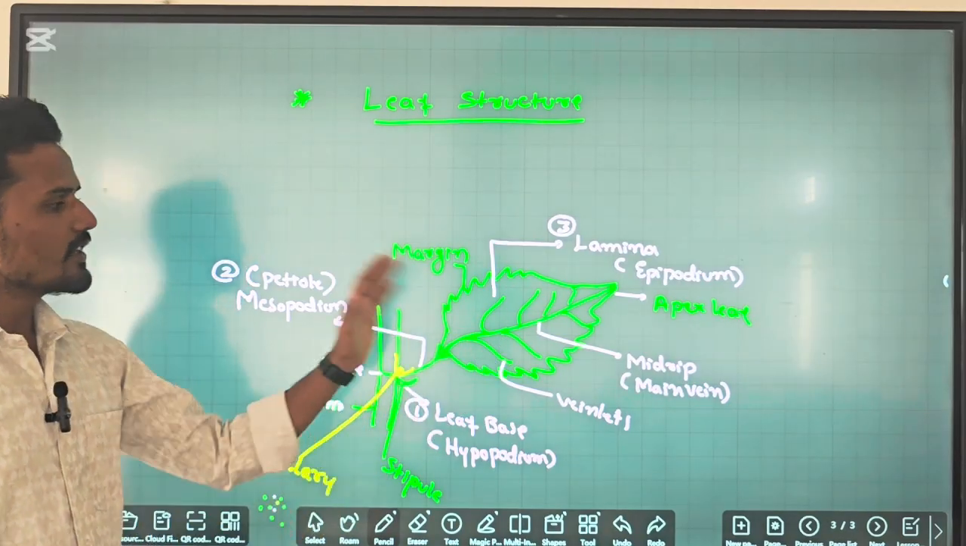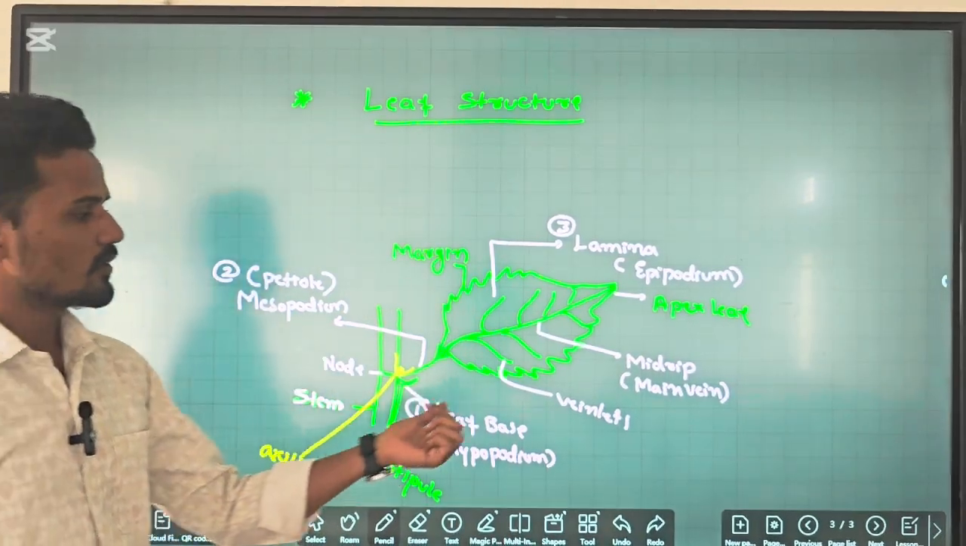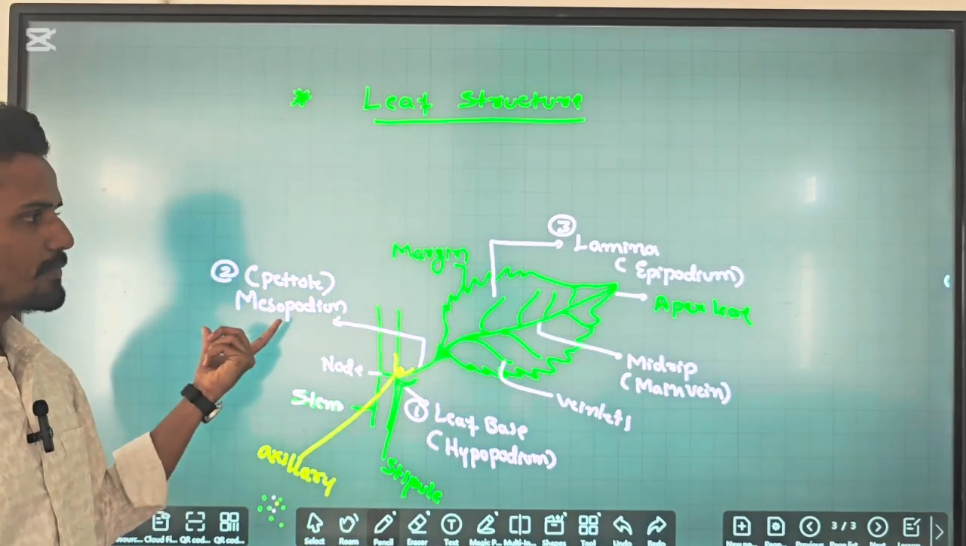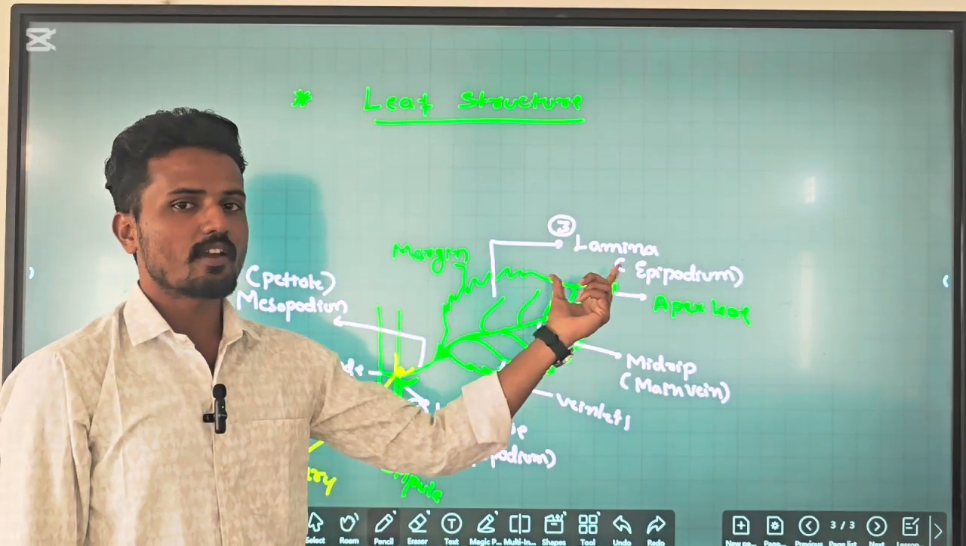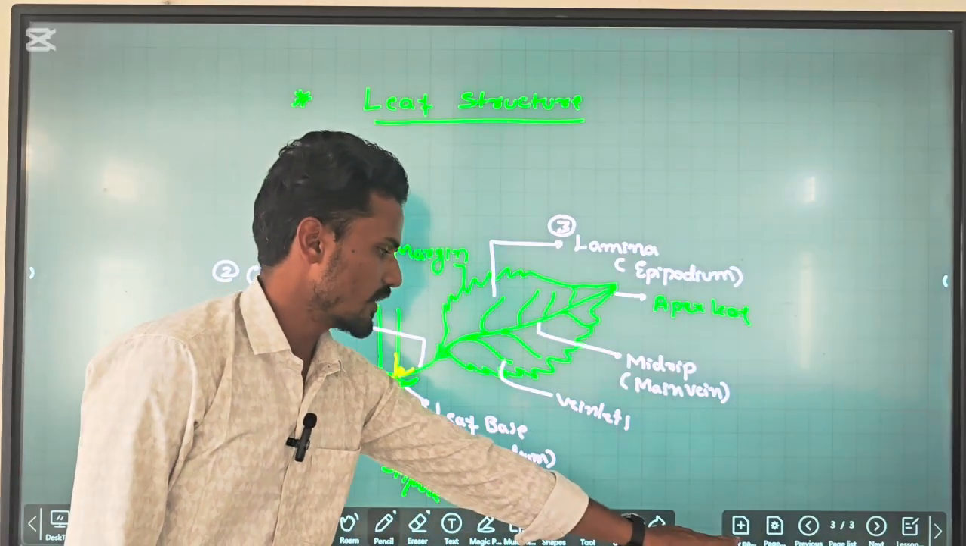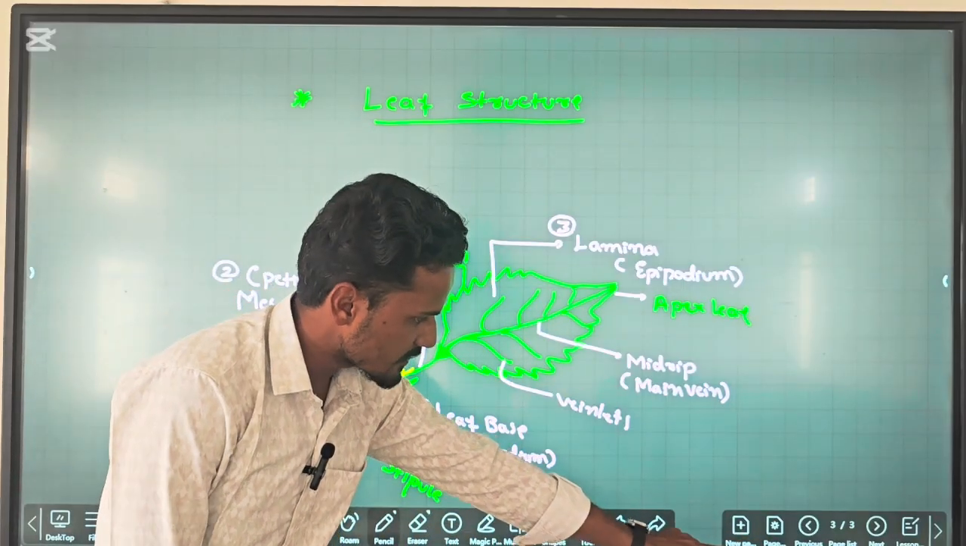In these, we are going to discuss the leaf base, second the petiole, and third the lamina, in detail. In the next slide we'll see that. So, next I'm going to take the next slide.